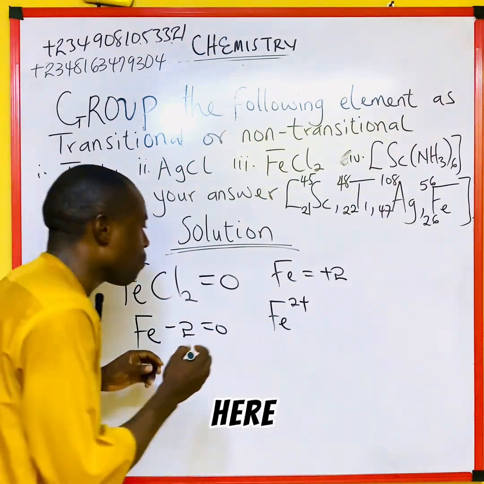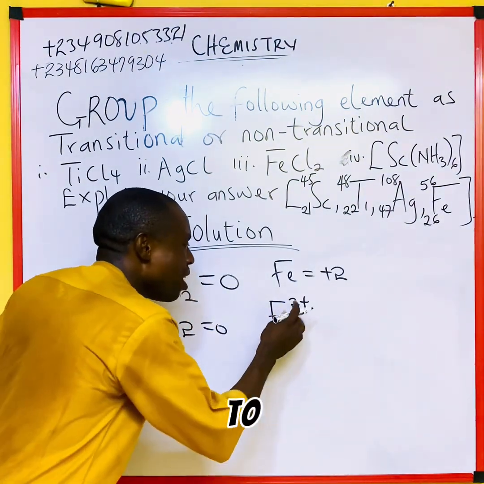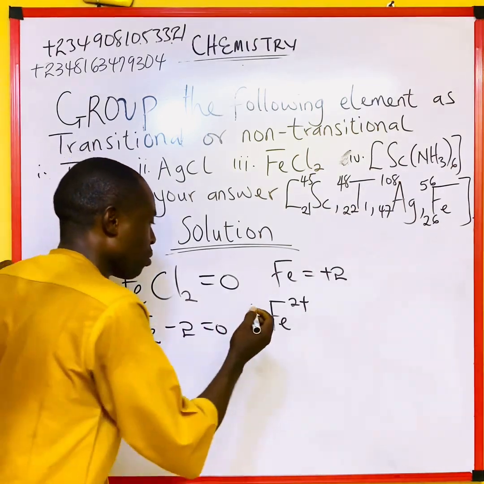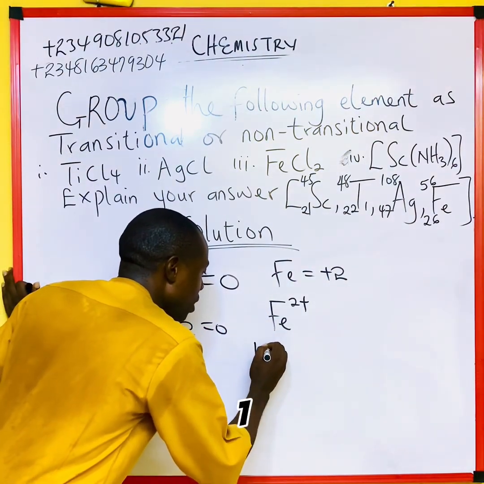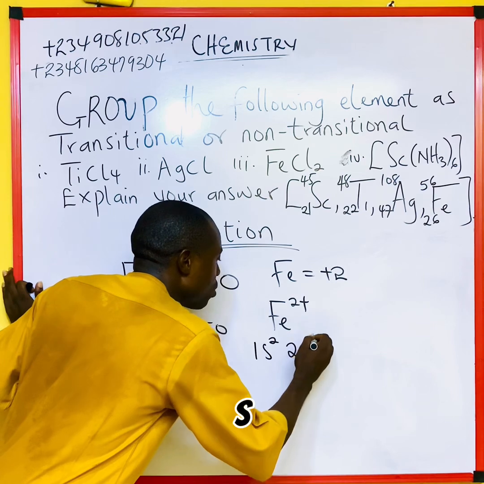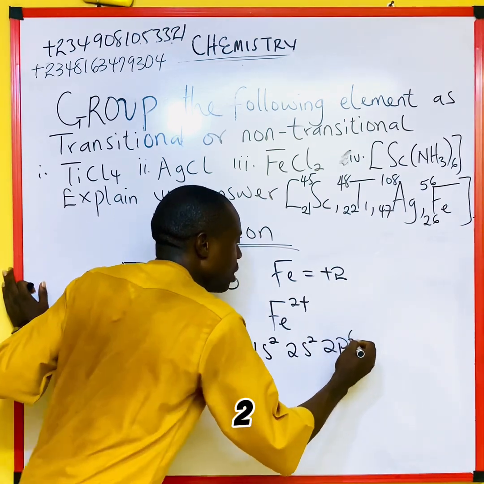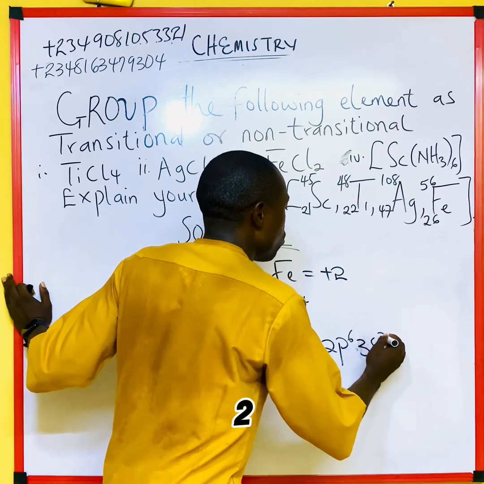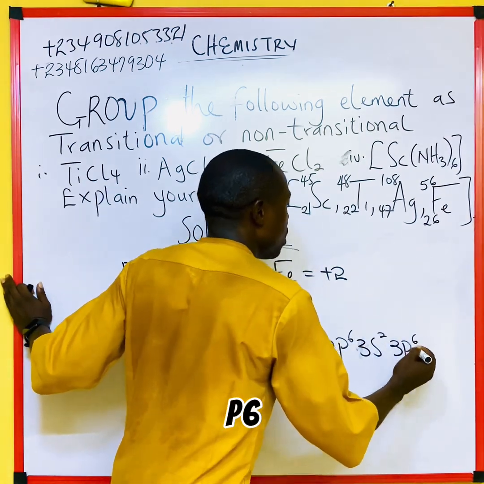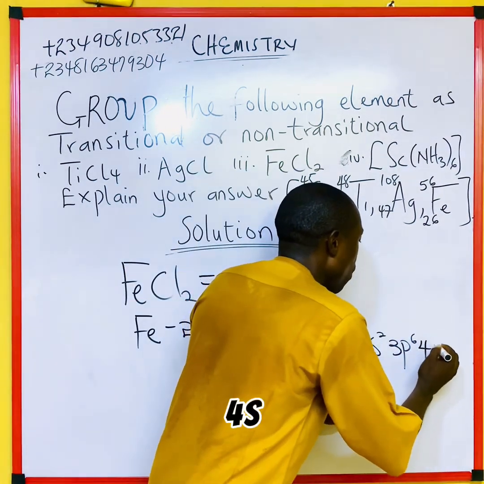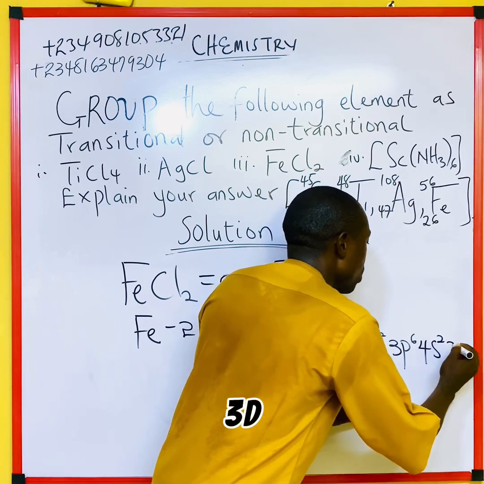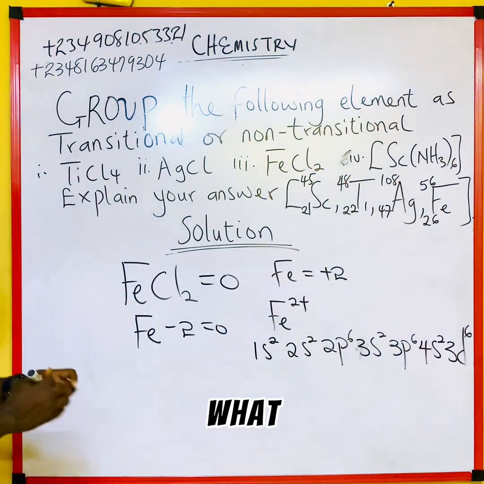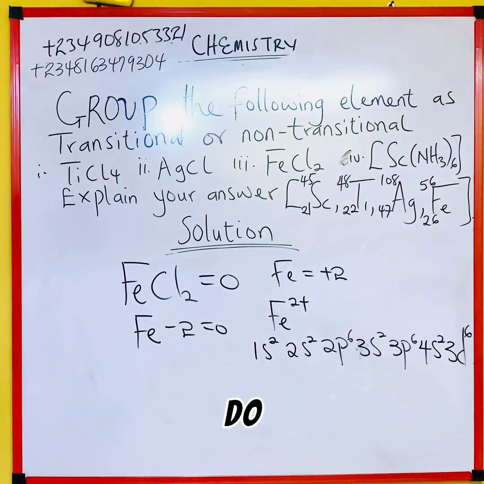So what do we do here? The second step is to write the electronic configuration for the iron(II) ion. So we come here to say 1s2, 2s2, 2p6, 3s2, 3p6, 4s2, 3d6. So what do we do next?